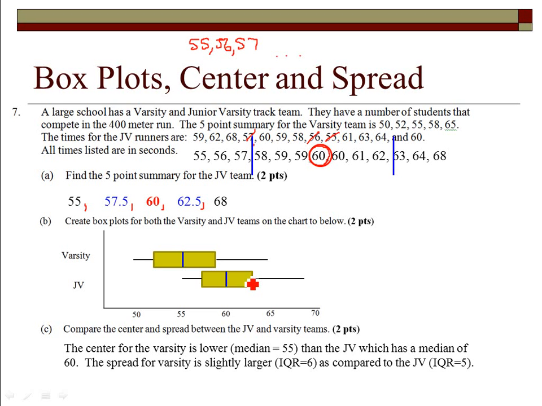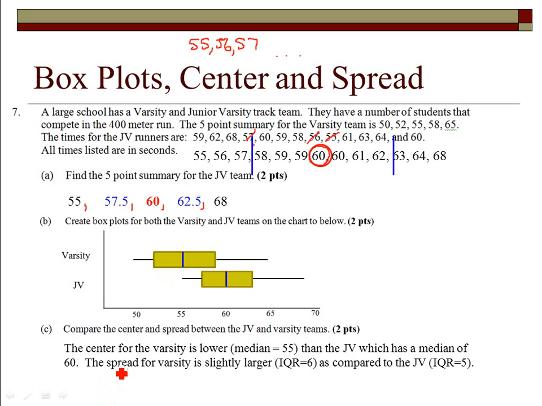Then for the idea of spread, you're going to look primarily at the interquartile range, the size of the box. The interquartile ranges are really close, so the spreads are very similar. The varsity's interquartile range went from 52 to 58, so 58 minus 52 is 6. For the JV, 62.5 minus 57.5 is an interquartile range of 5. So the spread for the varsity is slightly larger.